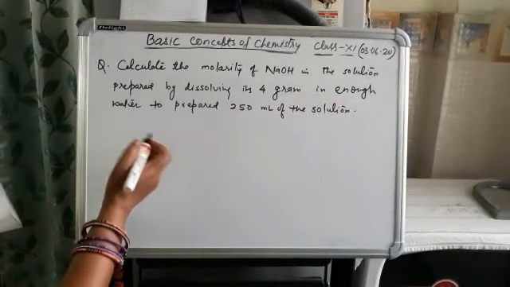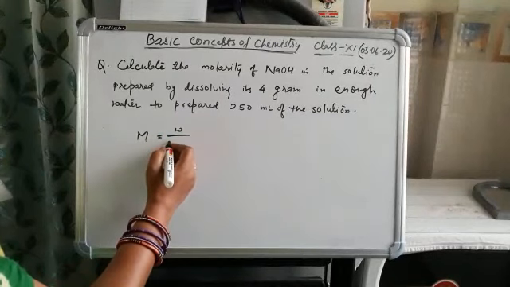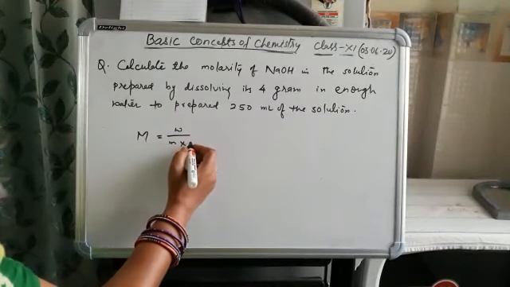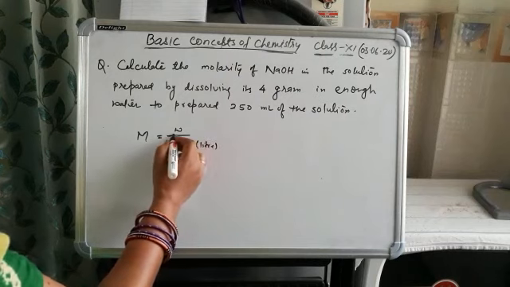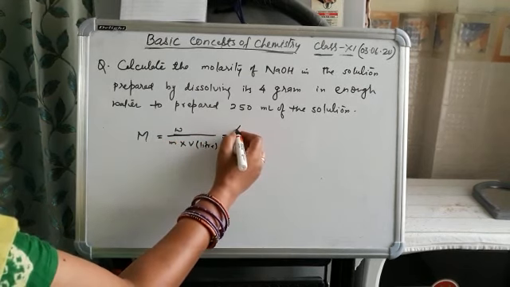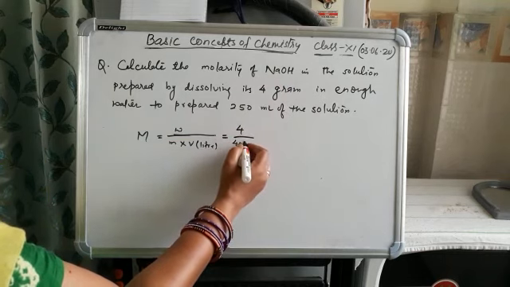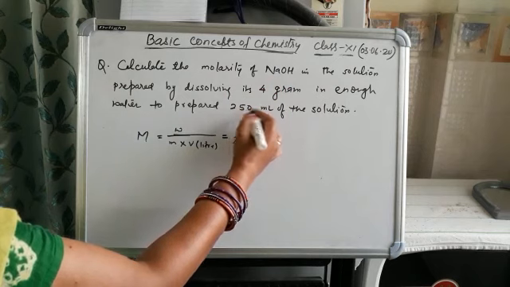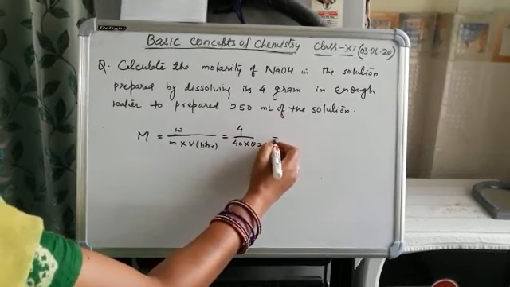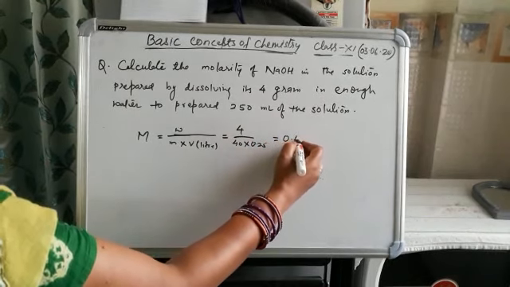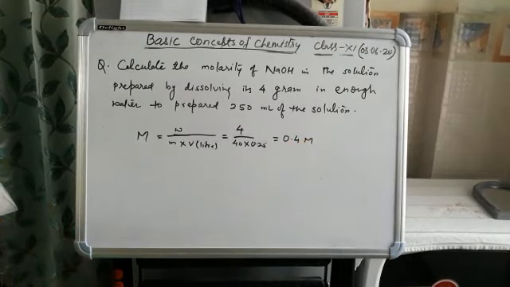As we know, molarity equals mass of the solute by molar mass of the solute by volume of solution in liter. Put in the values: mass of the solute is 4 gram, molar mass of sodium hydroxide is 40, and volume of solution is 250 ml, which converts to 0.25 liter. So the answer comes to 0.4 M. It is your NCERT question. Now note down the next question.